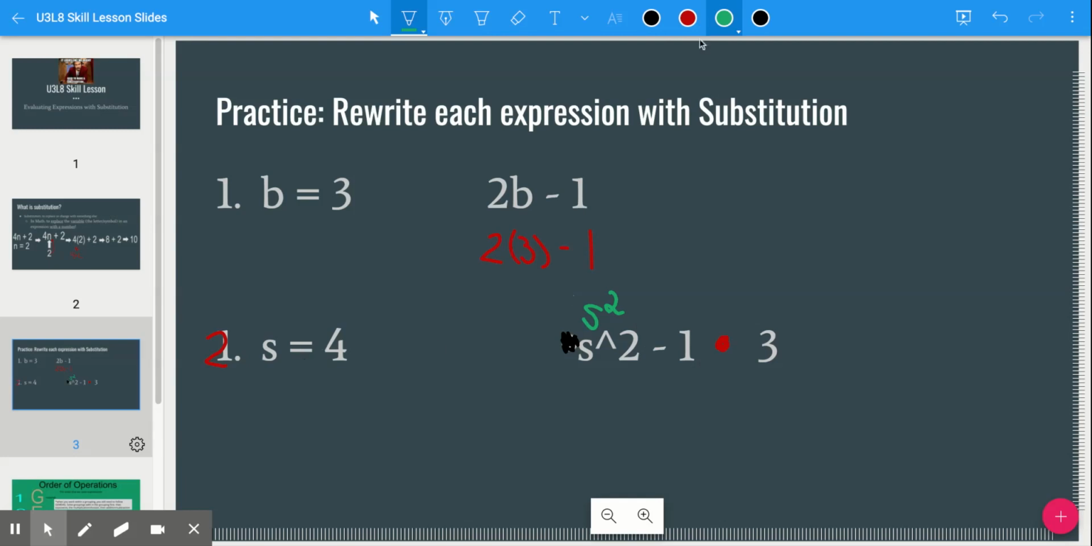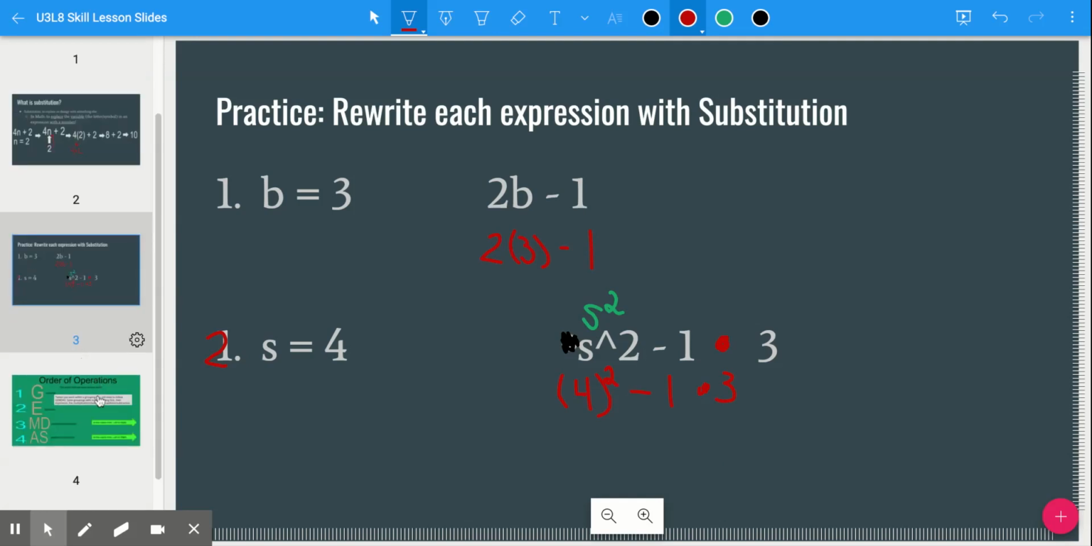So I'm going to go ahead and do my substitution wherever I see an S. I'm going to use the parentheses to remind myself that I substituted a value. So I have 4 squared minus 1 times 3. And then I would follow order of operations to solve.